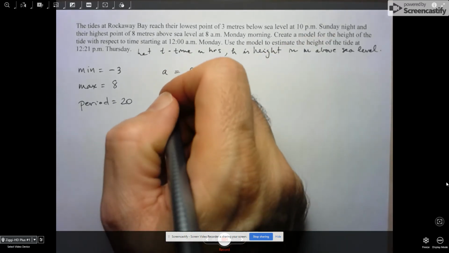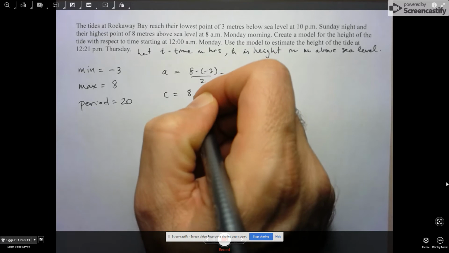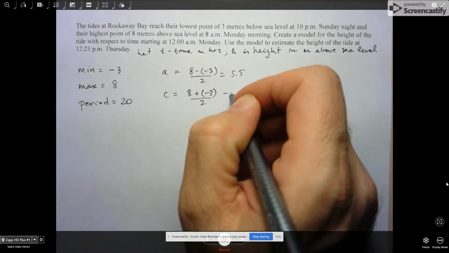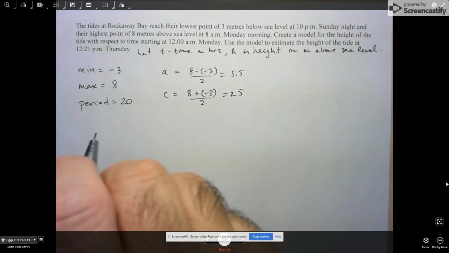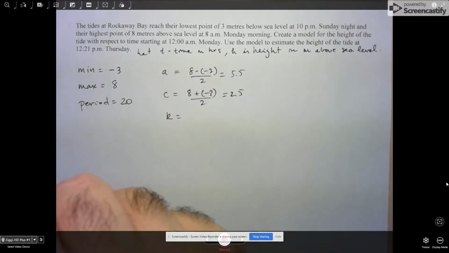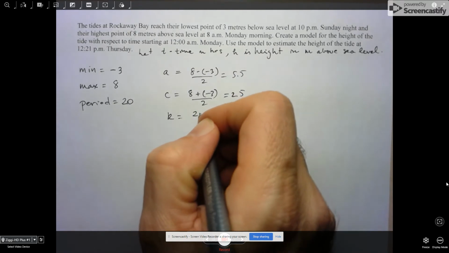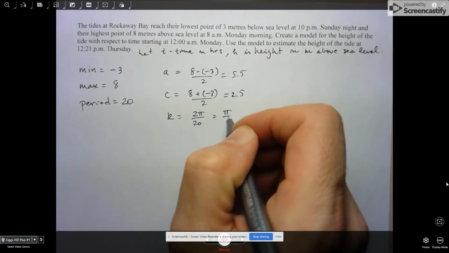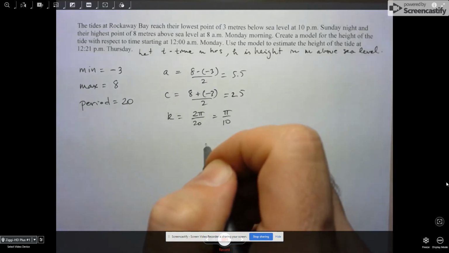Then we've got our axis, which is going to be 8 plus -3 divided by 2. So 5 divided by 2 is 2.5. All right, and our k value is just going to be equal to 2 pi over the period, which in this case here we found was 20. So that's just going to be pi over 10.